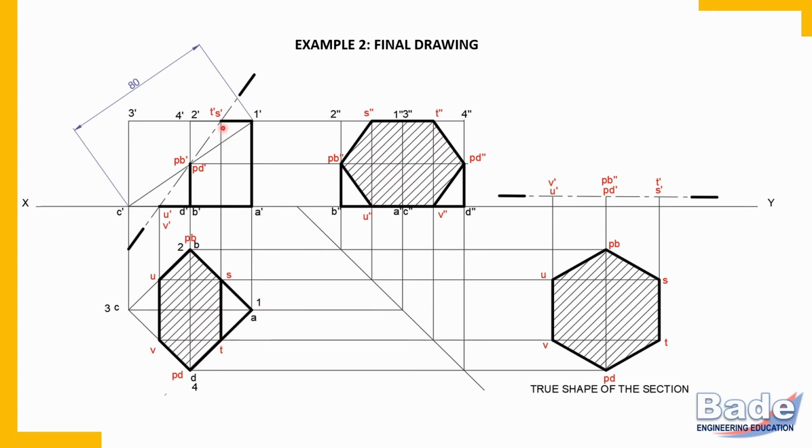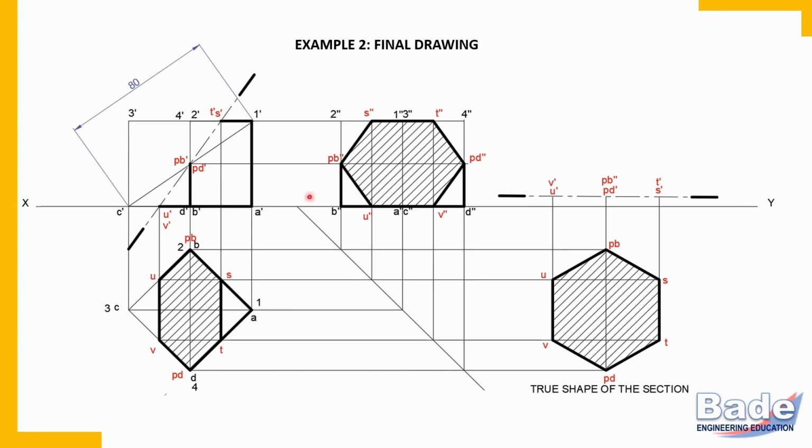Check here, on the right side of ST, retained. So this is the retained side. Left side of UV, left side is removed. The portion in which corner C is, is the removed portion. So this is the removed portion. The portion in which corners A and 1 are, that is the retained portion.